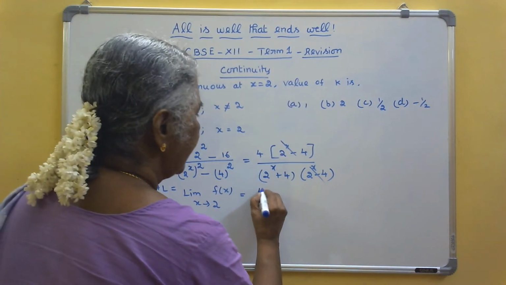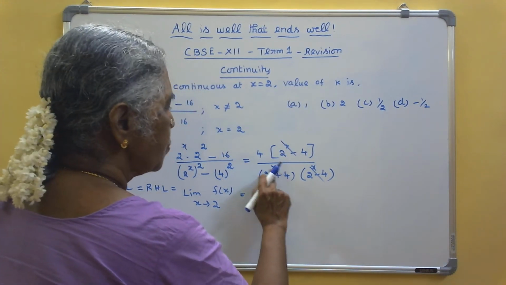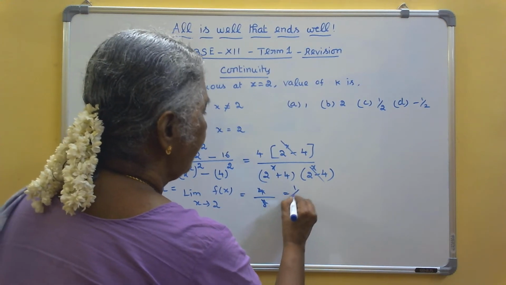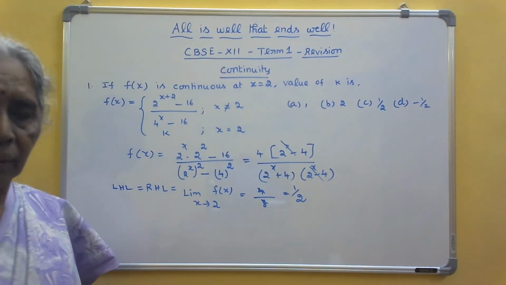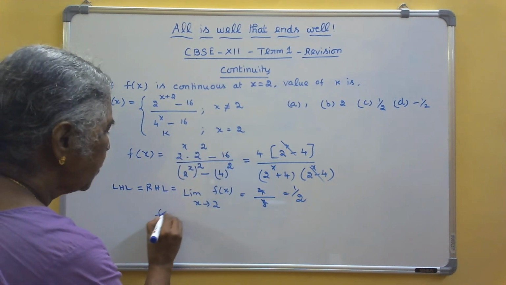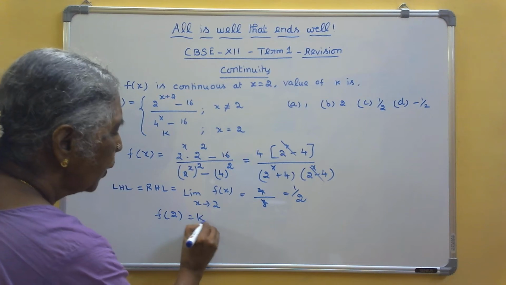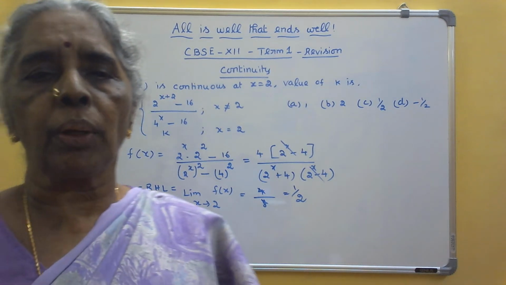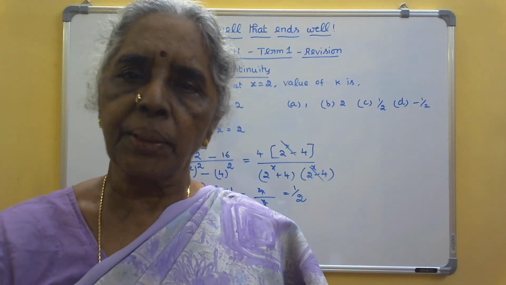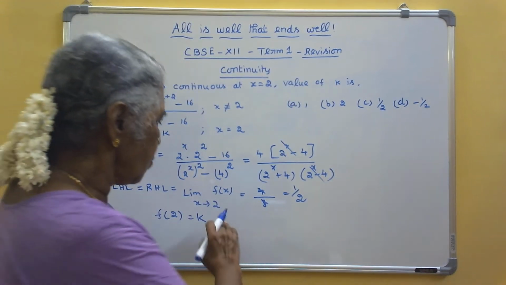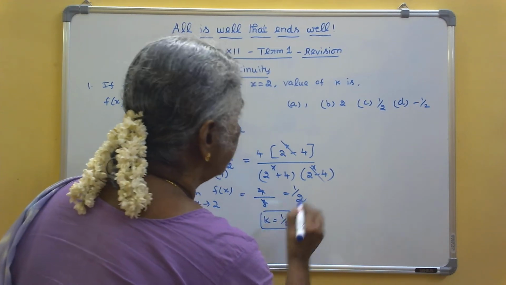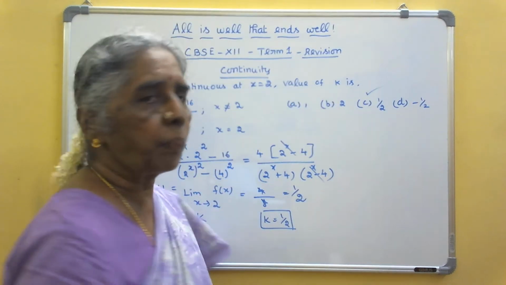So the numerator is 4, the denominator is 2 squared, that is 4, 4 plus 4 is 8. If I simplify, I will get 1 by 2, right? Now f of 2 is given to be k. You know LHL is equal to RHL is equal to f of a if f of x is continuous at x is equal to a, so now you get k is equal to 1 by 2, and that is your option C.